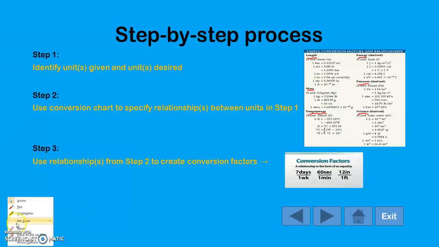I can also write 1 week over 7 days. In either case, 1 week is equivalent to 7 days, and 7 days is equivalent to 1 week, whether I write them the way you see them here, or if I flip the fraction. The same is true for 60 seconds in 1 minute, 12 inches in 1 foot.